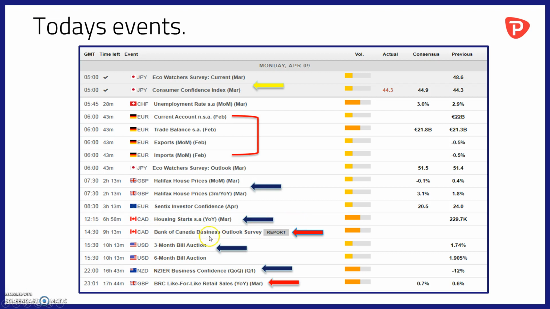Jumping forward to 12:15 this afternoon, we'll have housing starts in Canada, and that's followed at 14:30 by the Bank of Canada's Business Outlook survey. That'll be closely studied to see if it gives any hints about what the path for Canadian interest rates may be going forward. 15:30 sees a 3- and 6-month bill auction in the USA, and then we jump forward to 2200 for business confidence data for Q1 out of New Zealand, and at 23:01 the British Retail Consortium like-for-like retail sales data for the UK for March.